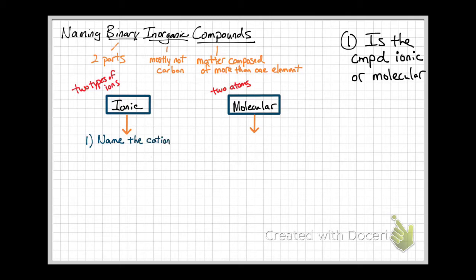So the first step in naming an ionic compound is to name the cation. So pretty straightforward. And the second step, name the anion. Okay, now the devil is in the details. What we're going to do to name these two depends a little bit on the type of ionic compound, but there's not much difference. Here are a few examples.